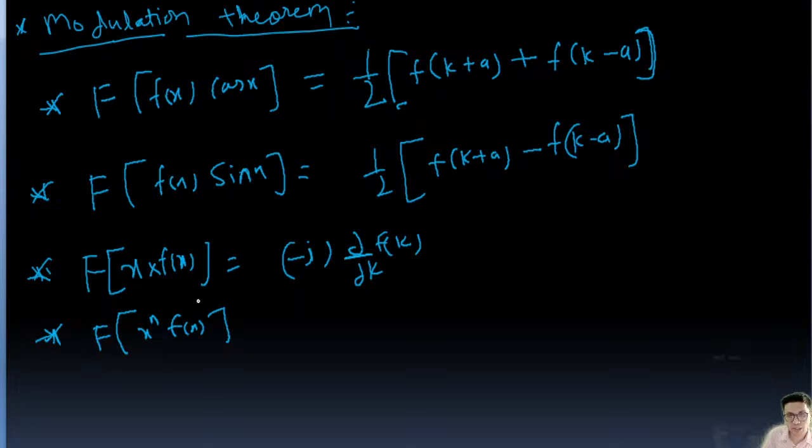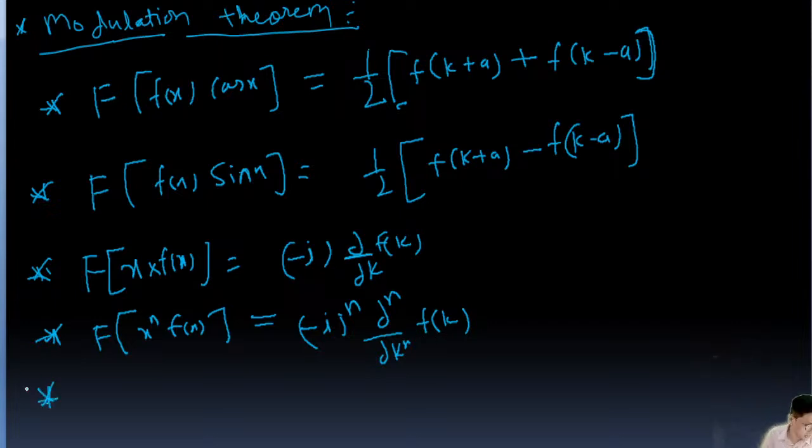Okay, if we have to find the Fourier transform of x to the power n f(x), this is going to be minus iota to the power n, d^n upon dk^n of F(k). Okay, this one is very important.